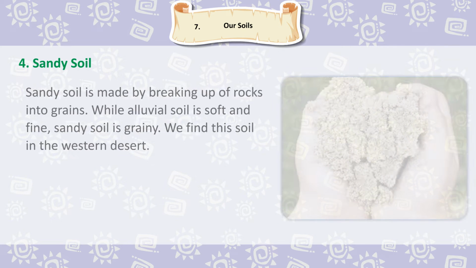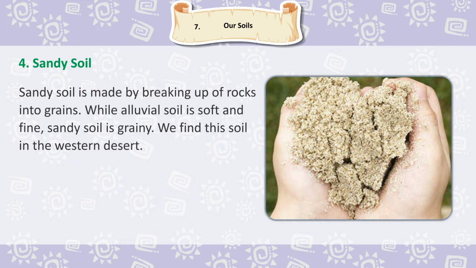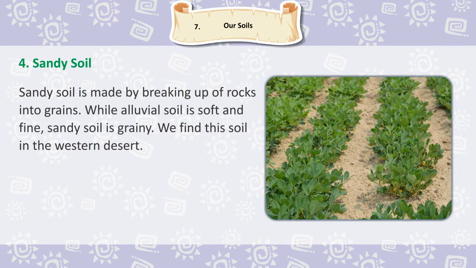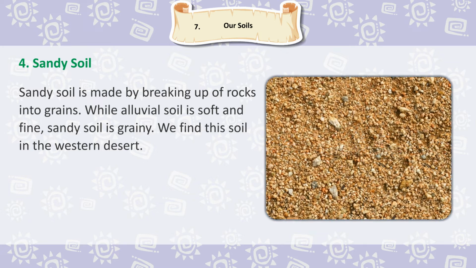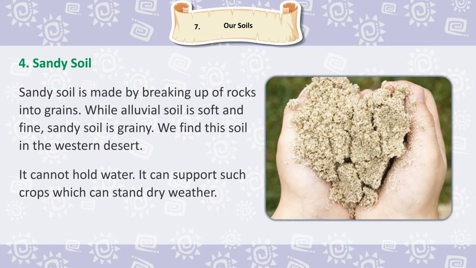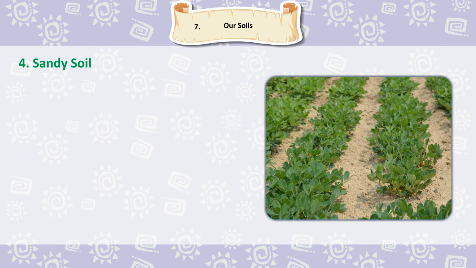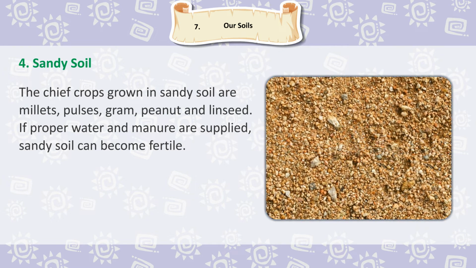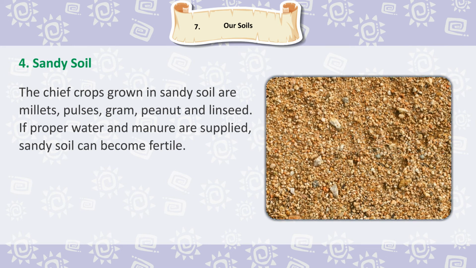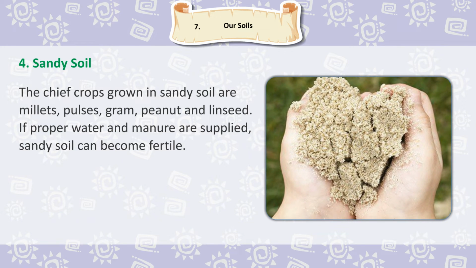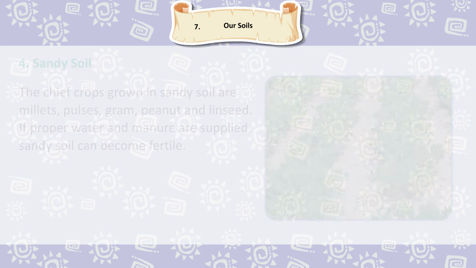4. Sandy soil. Sandy soil is made by breaking up of rocks into grains. While alluvial soil is soft and fine, sandy soil is grainy. We find this soil in the western desert. It cannot hold water. It can support such crops which can stand dry weather. The chief crops grown in sandy soil are millets, pulses, gram, peanut, and linseed. If proper water and manure are supplied, sandy soil can become fertile.